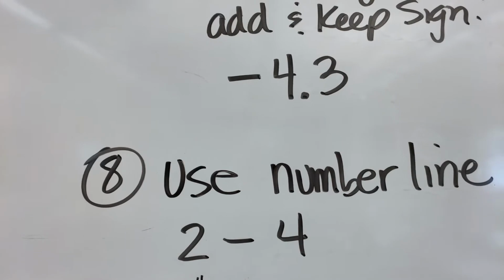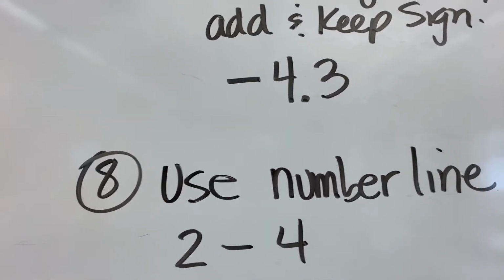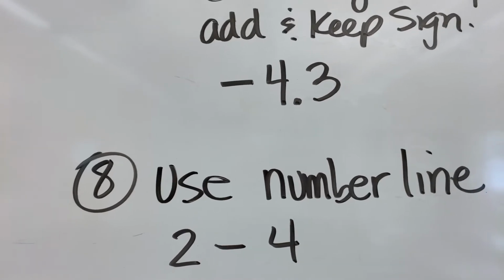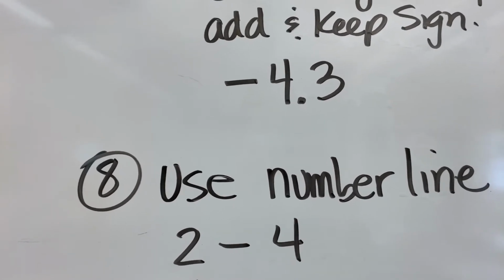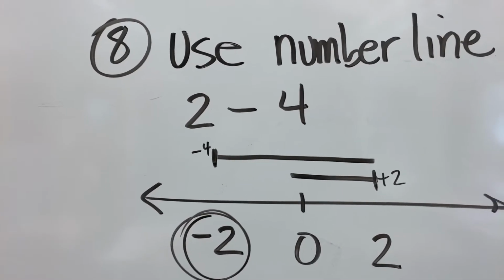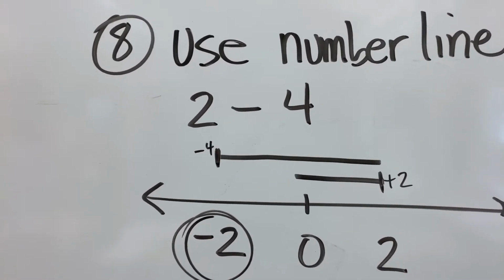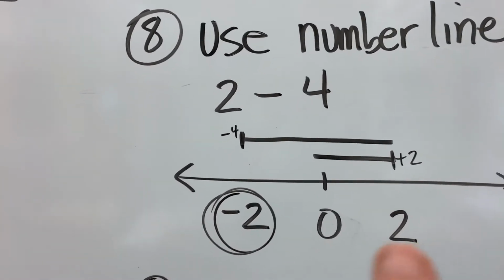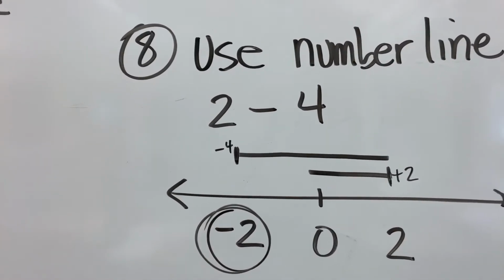Number 8, they give you this math problem and they wanted you to create a number line for it. Well, that's a +2 and a -4. So I should, from 0, go to the right 2 and then left 4. Again, from 0, I went right 2 and then left 4. I landed on my final answer, -2.